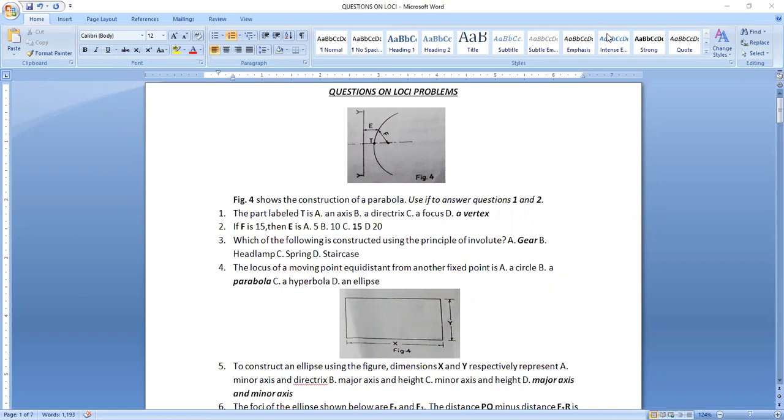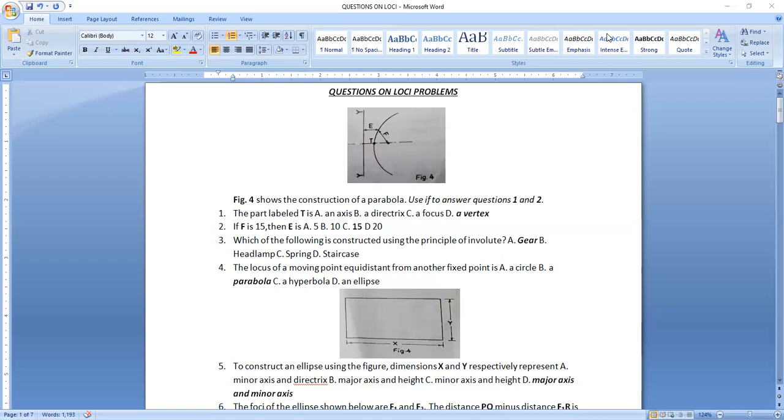And what I want to do right now is to answer some questions that you may come across on Loci, as we have here questions on Loci problems. These questions were put together from WAEC questions and NECO questions, West African Examination Council and National Examination Council questions here in Nigeria.